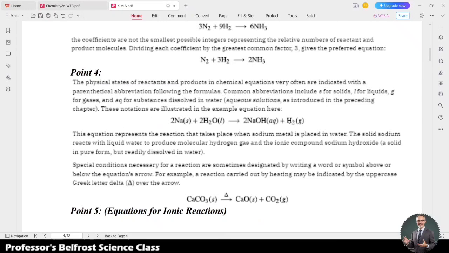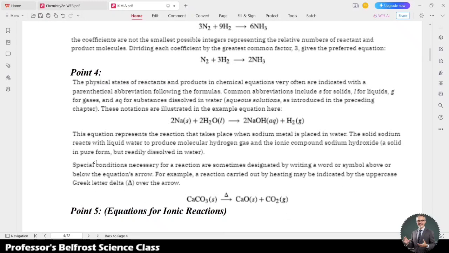So let's see the example equation on the slide. We have 2 natrium (sodium) in solid state plus 2 water in the liquid state. Sometimes the water will be represented in aqueous state, but in this example it is represented with liquid. And 2 sodium hydroxide is aqueous, and the hydrogen molecule is a gas. So you see that a sodium metal is placed in water, and the reaction will produce hydrogen gas and the ionic compound sodium hydroxide.